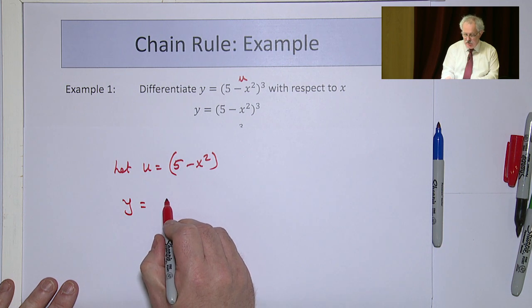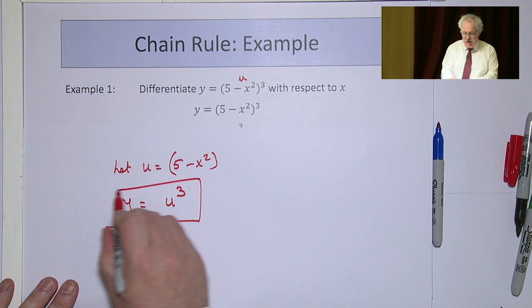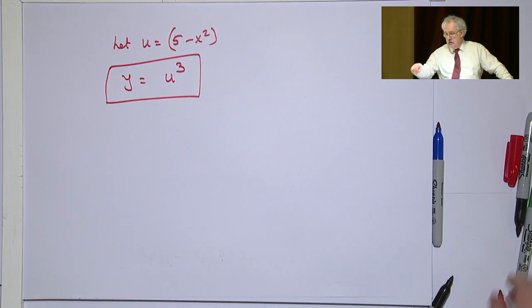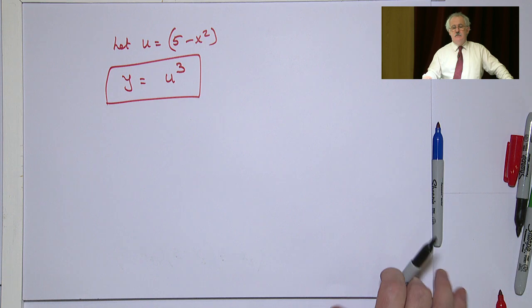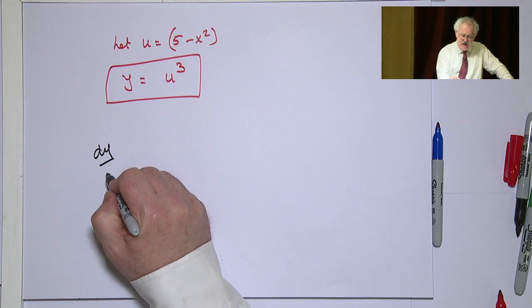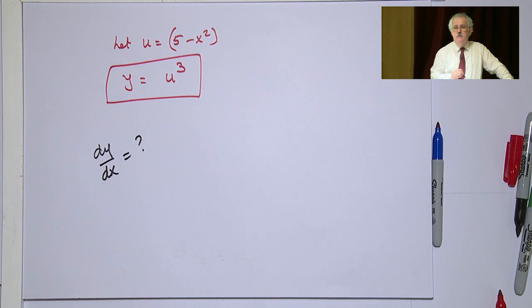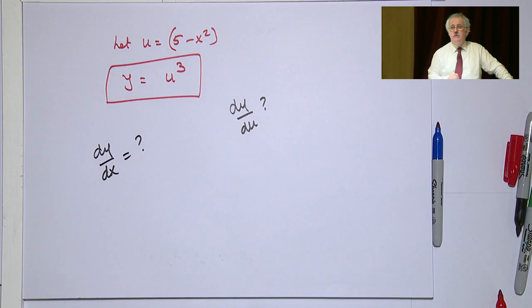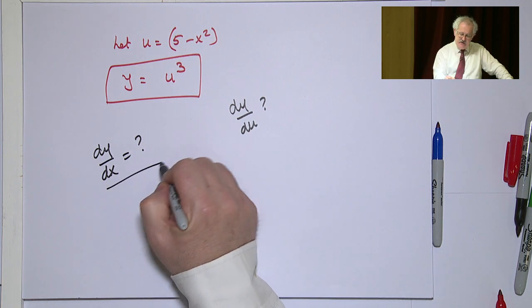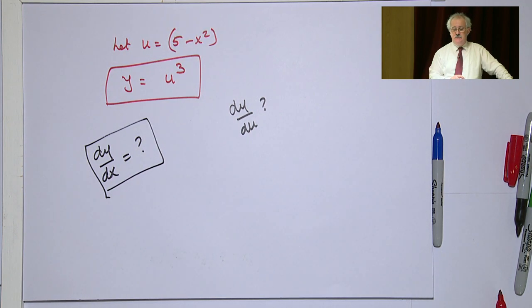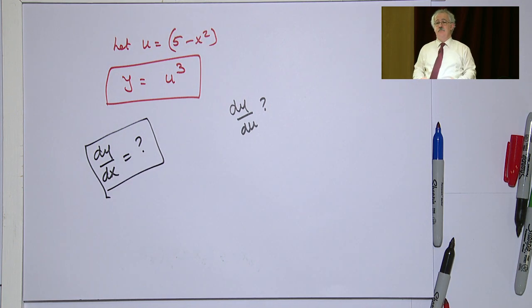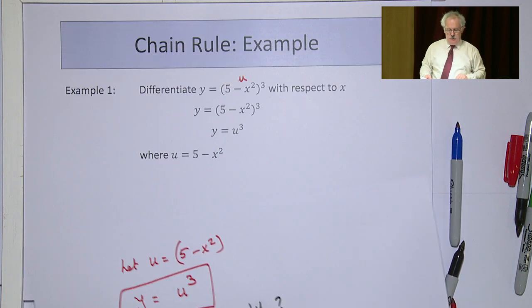y would equal u cubed. And you'd say, that's a lovely equation. I can do that. But what were you asked to find? You were asked to find dy/dx. You weren't asked to find dy/du, were you? You were asked to find this one. Isn't that right? So you can't just say, I'd love to do that question, but I prefer to do this one. You have to get dy/dx somehow. Is that okay? So how do you do that?